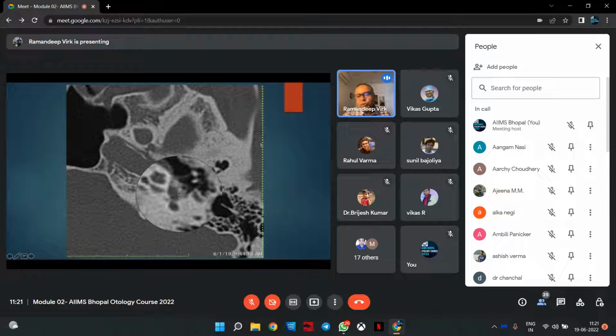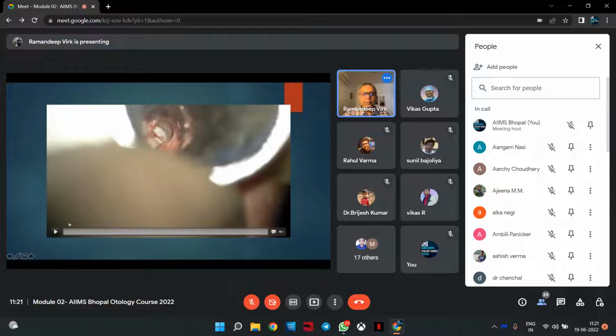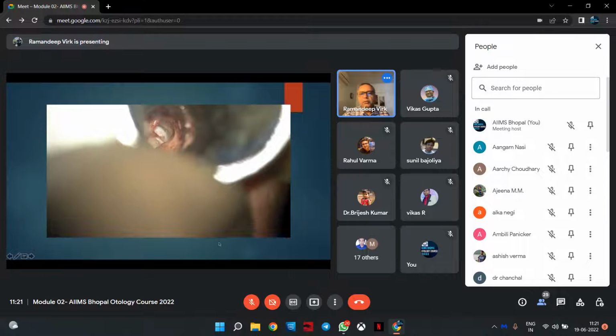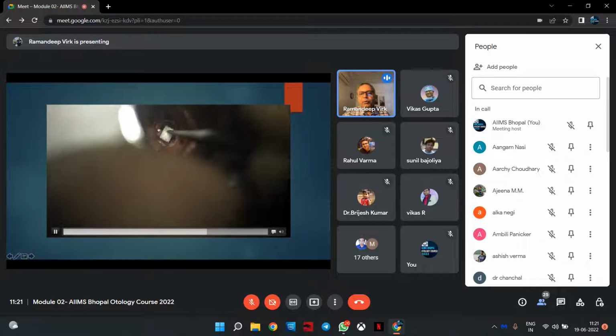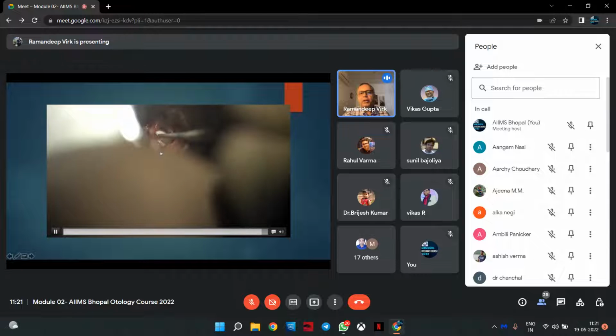So by the time you reach a blue line, you will be 0.5 or 0.25 millimeter deeper than what you would be in a normal stapedotomy. So a longer prosthesis has to be used. So do you see this white obliterative focus? That is what it looks like.